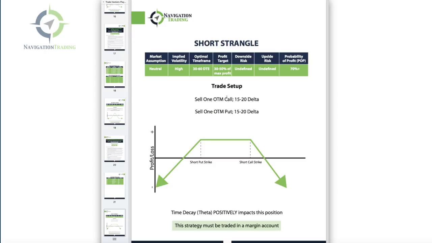Now, to enter the trade, we're simply going to sell one out of the money call. We like to do it around that 15 to 20 delta, and you're simultaneously selling one out of the money put in that same 15 to 20 delta range. Now, this is how the trade looks from a visual perspective, but we'll go to the platform to get into a little bit more detail about that.